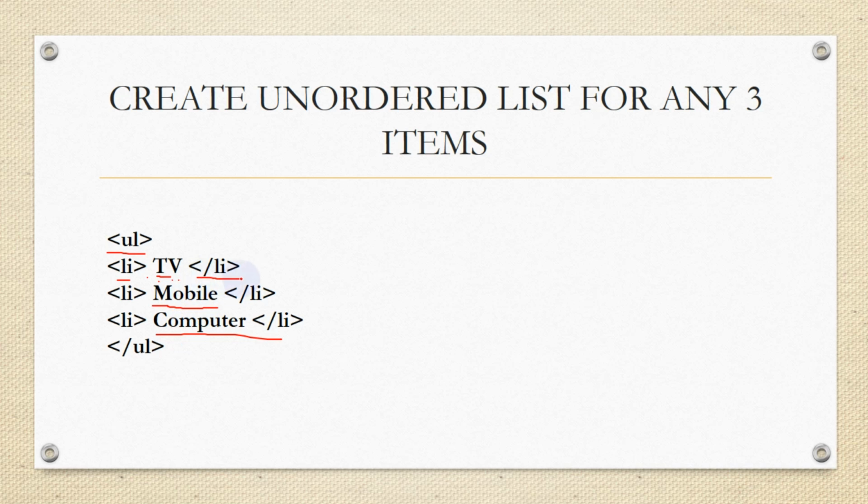The li tag is also a container tag as it contains both the starting tag and the closing tag. Next the same for mobile: the starting tag, the closing tag and the item in the middle, and the li tag here also for computer. And then the UL tag is also a container tag as it also contains the ending tag.